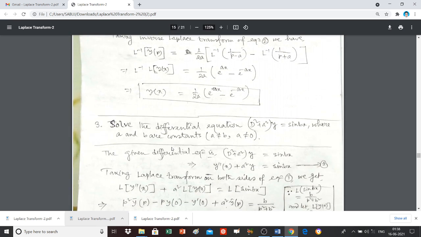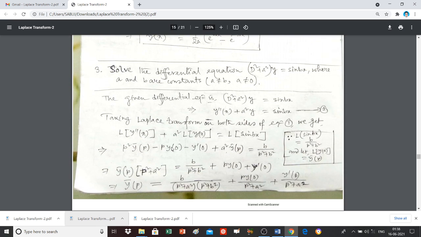So next one is here: solve the differential equation (D square plus a square) y equal to sin bx, where a and b are constants, a is not equal to b and a is not equal to 0. So these are the conditions, and we have to solve this ordinary differential equation.